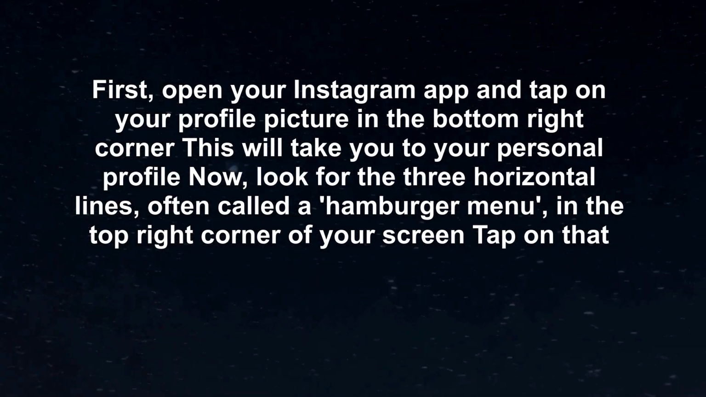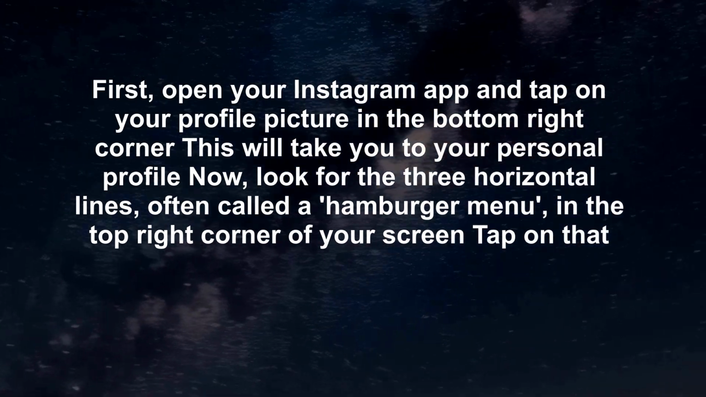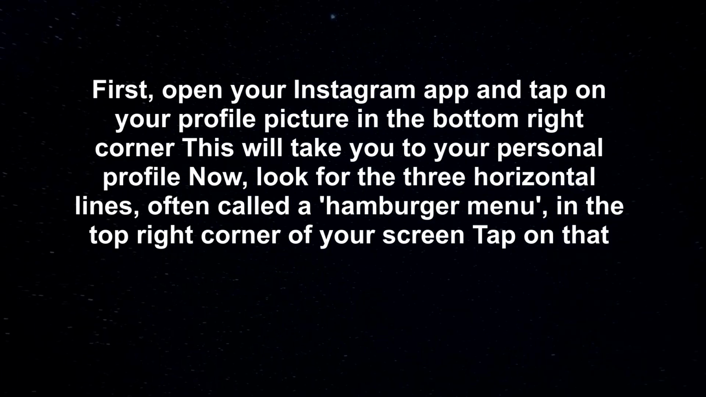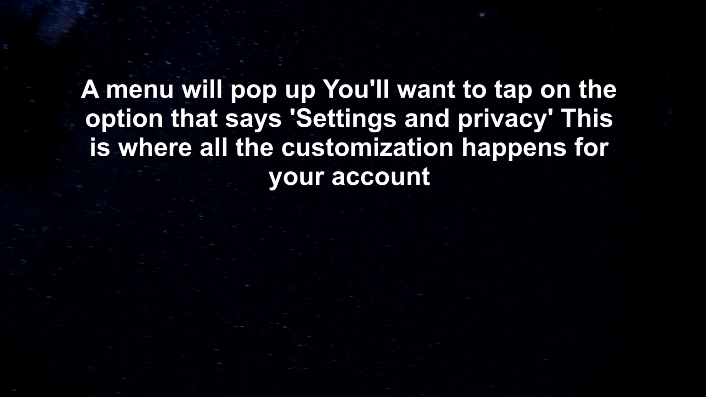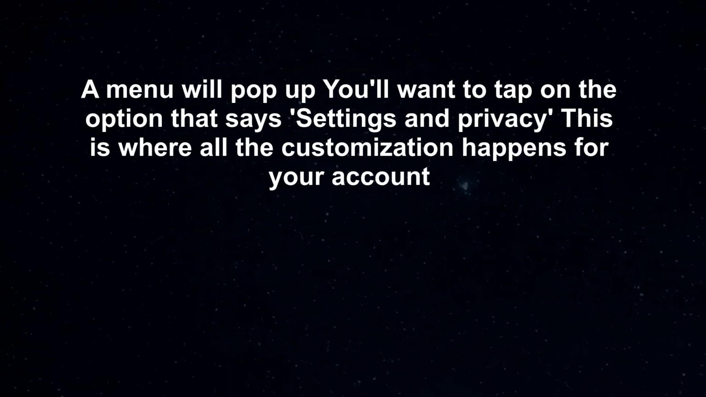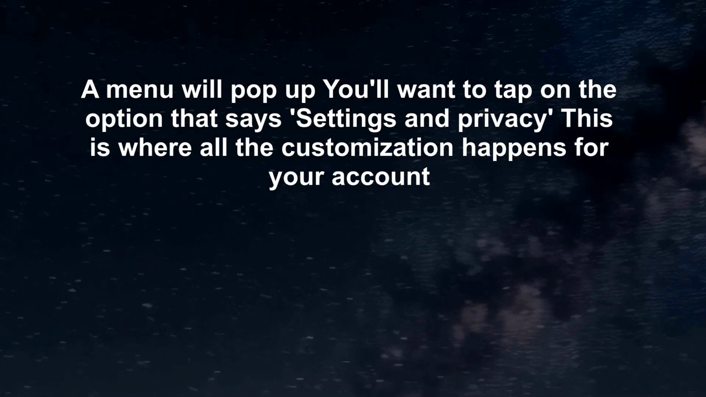This will take you to your personal profile now. Look for the 3 horizontal lines, often called a hamburger menu, in the top right corner of your screen. Tap on that. A menu will pop up. You'll want to tap on the option that says Settings and Privacy. This is where all the customization happens for your account.